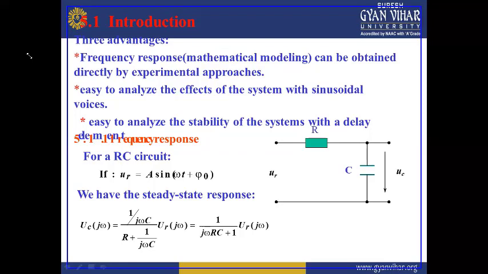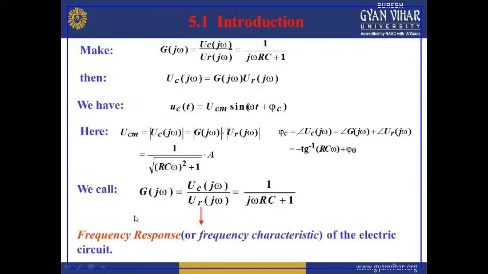Therefore, when we substitute this into the frequency domain, it will give me the output as UC j omega is equal to 1 upon j omega C upon R plus 1 upon j omega C, into the input. So when I resolve it, I will be getting 1 upon j omega RC plus 1 into the input. Therefore, I can write that the transfer function G j omega will be equal to the ratio of the output upon the input, so it will be 1 upon j omega RC plus 1.